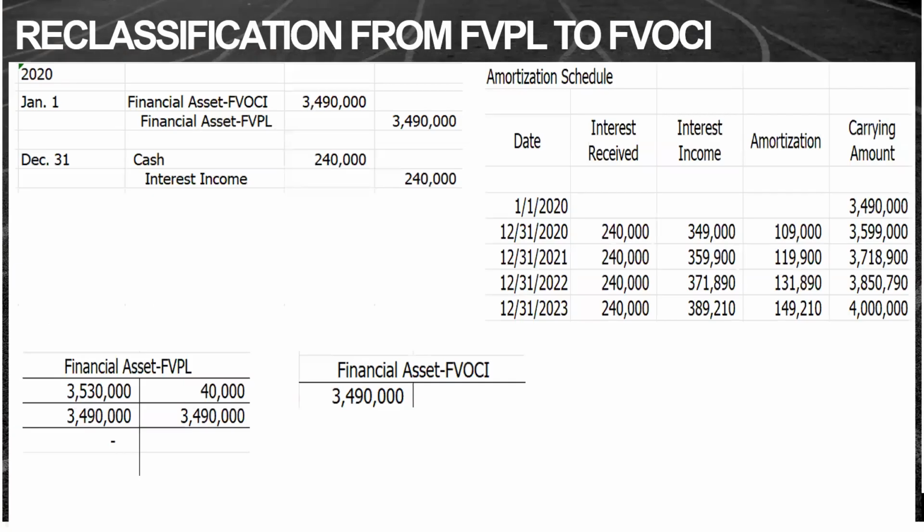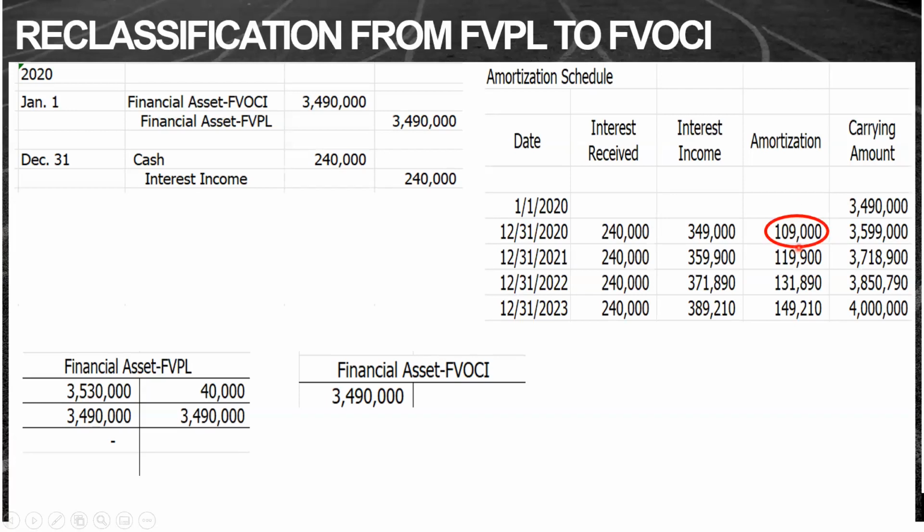So that is why here your interest income is computed as 3,490,000 times 10%. So that's how we compute now for the 349,000. And this amount will then be deducted from the interest received, which is based on the face value times the nominal rate of 6%. That's 4 million times 6%. So you have 240,000. It turned out that our amortization for December 31, 2020 is 109,000.